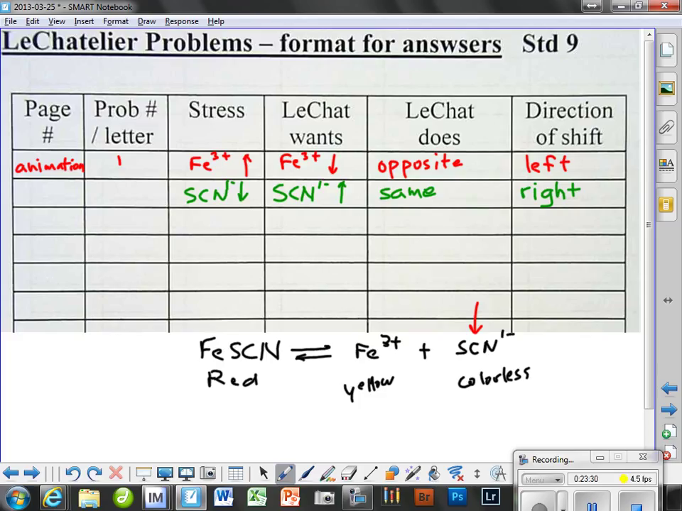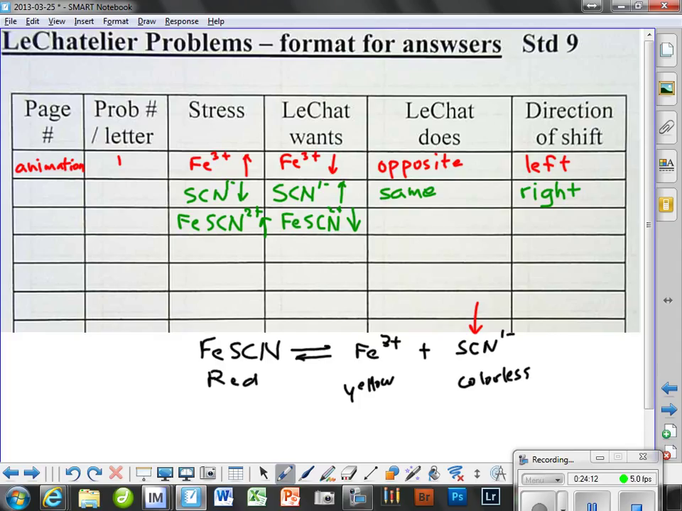Okay? Let's try again. FeSCN now. And this guy is an ion. What is the charge on that one? It's got to be a 2 plus. Yes, 2 plus. Okay, and this time let's add some in. And this is what we actually saw in the animation, isn't it? So we're going to add some, and that means Le Chatelier wants to do what? Go down. He wants to go down, you bet.